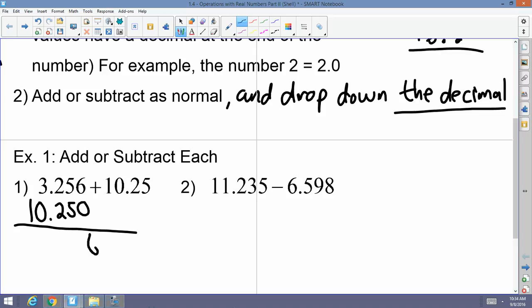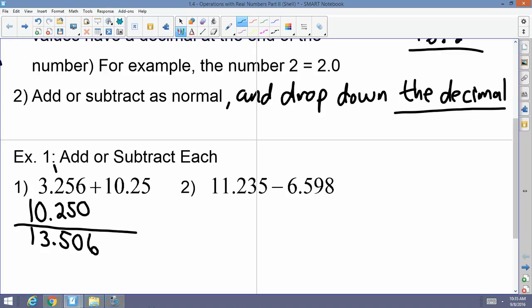So I've got 6. 5 and 5 is 10. Carry the 1. 4 plus 1 is 5. Carry that decimal down. 3 plus 0 is 3. And then we got a 1. And that's it. 13 and 506 thousandths. Remember, this is 13 and 0.506. But remember when we were talking about going from decimal to fraction, you have to know how to read these decimals correctly. So I want to get you in the habit of reading decimals correctly. That's 13 and 506 thousandths, okay?